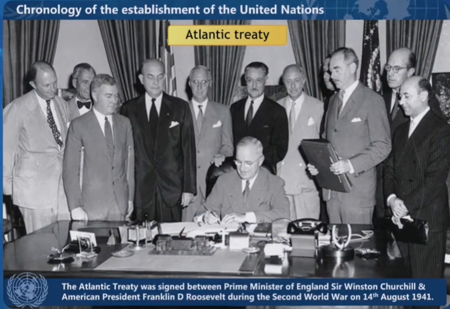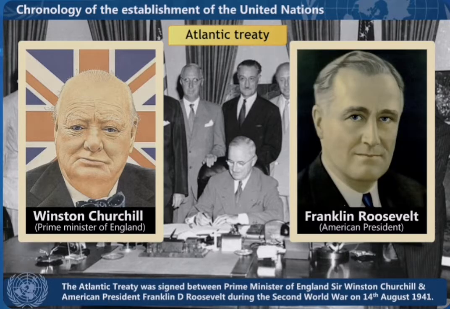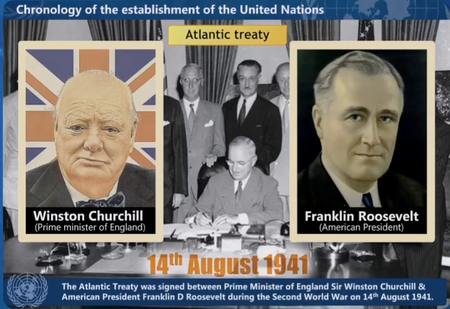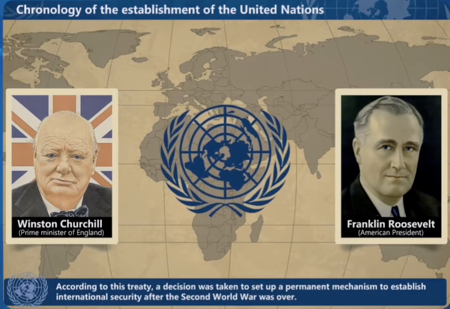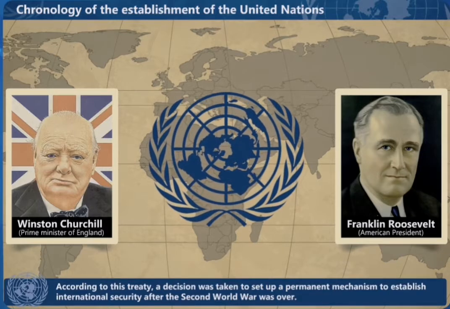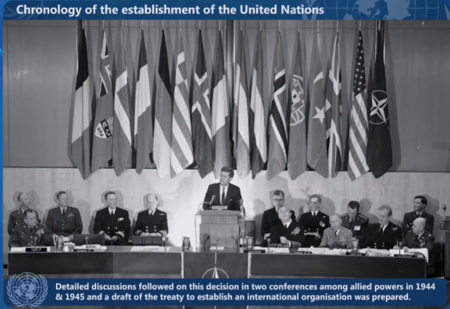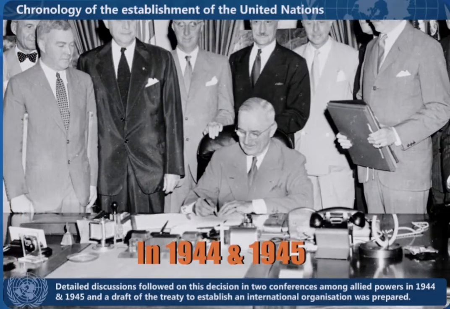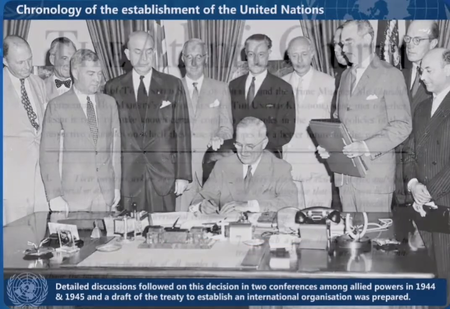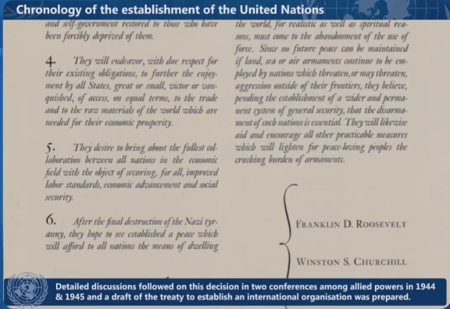The Atlantic Treaty was signed between Prime Minister of England, Sir Winston Churchill, and American President Franklin D. Roosevelt during the Second World War on 14 August 1941. According to this treaty, a decision was taken to set up a permanent mechanism to establish international security after the Second World War was over. Detailed discussions followed on this decision in two conferences among Allied powers in 1944 and 1945, and a draft of the treaty to establish an international organization was prepared.